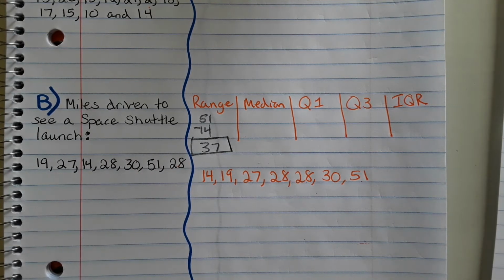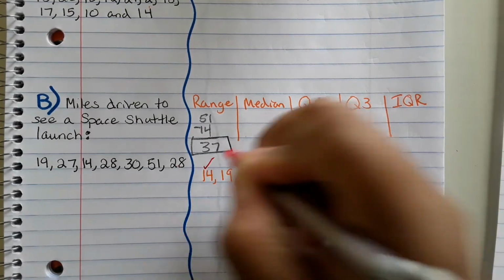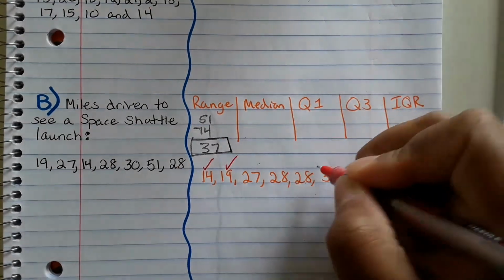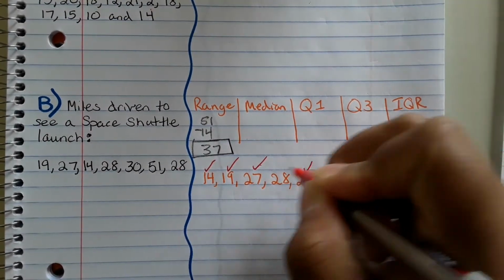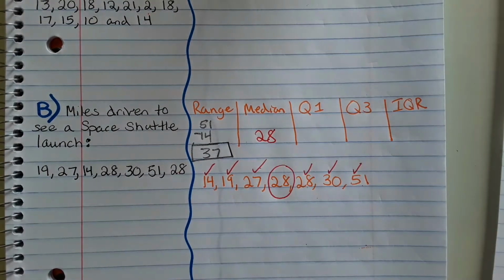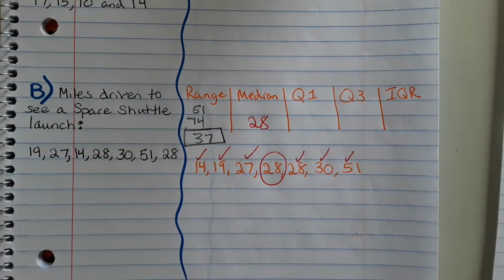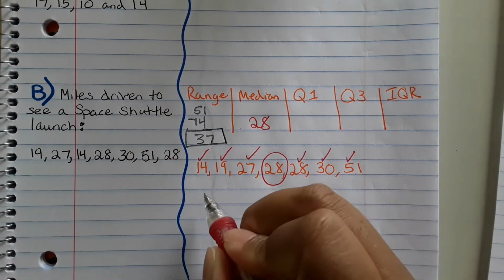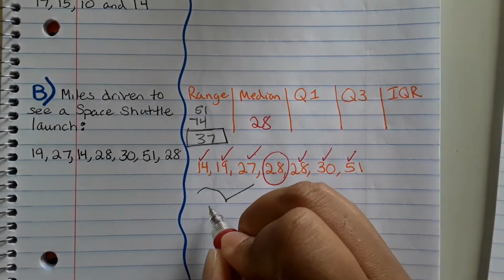And then to find the middle number, again, we mark off small, big, small, big, small, big. Looking for that number in the middle. Our median is 28. How'd you do on that one? Hopefully good. All right, from here, that median has broken it up. We have our bottom half.